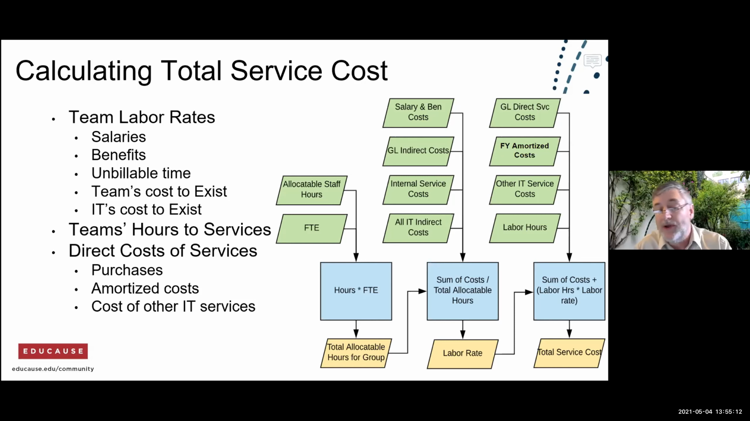Next are direct costs. These are costs incurred specific to services. They can be one-time, annual, or amortized costs where we want to spread a large expense such as equipment over its useful life. Lastly, any IT service may depend on or consume other IT services. For example, the model allows us to spread the cost of infrastructure, such as a data center, across all the services that rely on it.